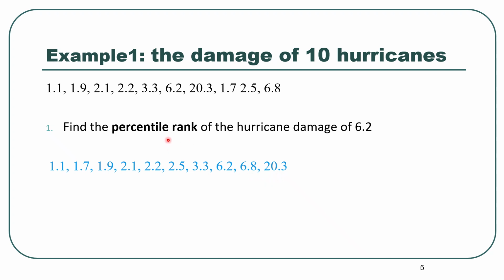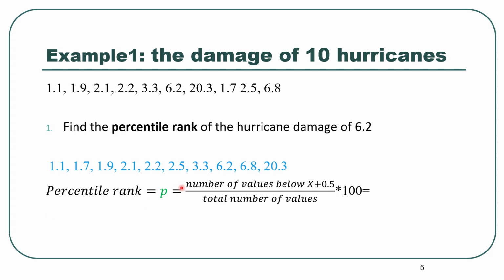And then we're going to apply the rule for the rank P, the percentile rank, which is equal to how many numbers you have below that specific x. But what is x? X is that one, 6.2, the value that is of interest in the question. So in my arranged data, I want to know how many values came before that 6.2. So here is my 6.2.